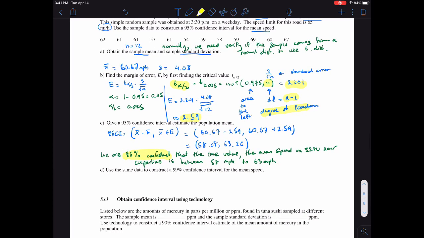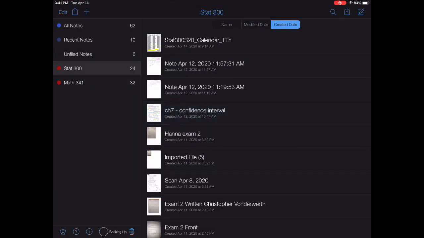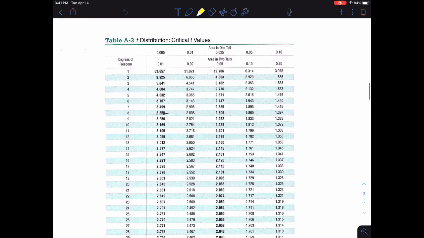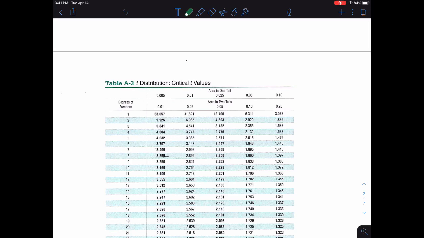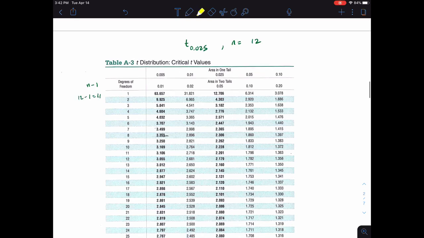So let me show you how to get the 2.201 using the T chart, not using the calculator. If you remember, I gave you a formula sheet for our class, and that includes the T distribution critical values, next to the positive and negative Z scores there. So we want to find the critical value T.025, sample size is 12. First we locate the degrees of freedom, and the degrees of freedom is n minus 1. So 12 minus 1 is 11. So first we locate 11.